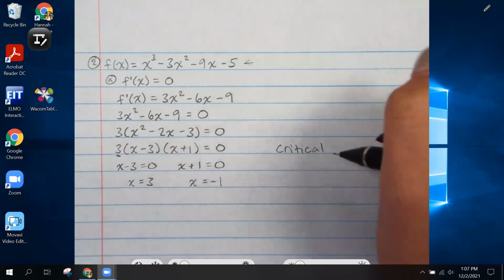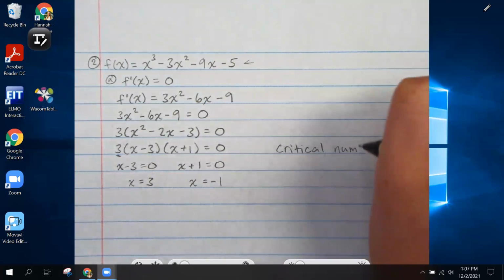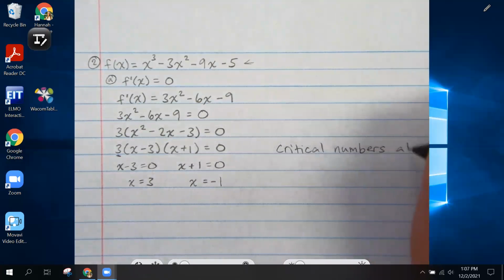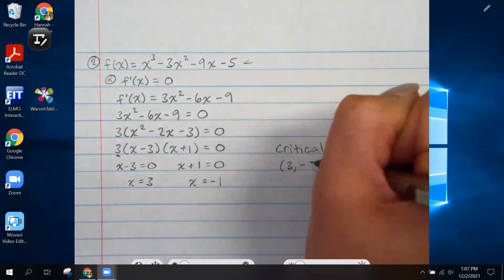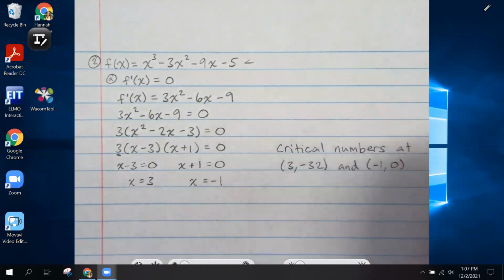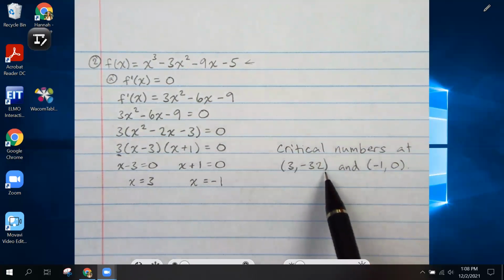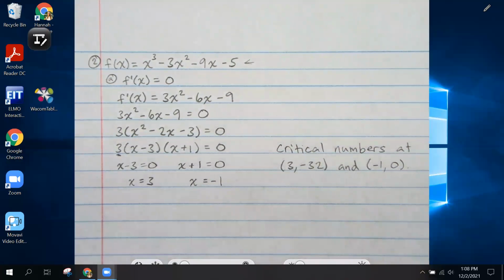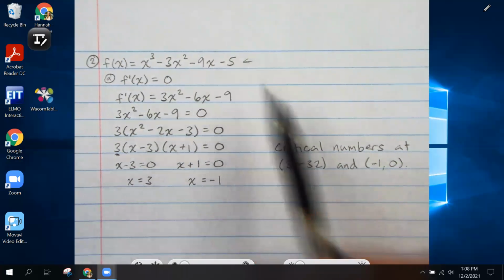So if you plug these back into the original function, we get critical numbers at the point 3, negative 32, and negative 1, 0. Like I said, I don't know if she's going to be looking for the x and y coordinates or just the x values, but just know if you do need to find the y coordinate, you plug back into the original function.